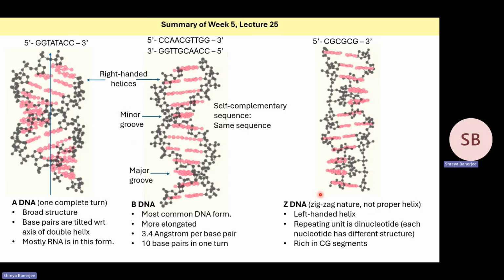The third kind of DNA, also called Z-DNA, is comparatively rare compared to A or B DNA. It is not a proper helical structure.